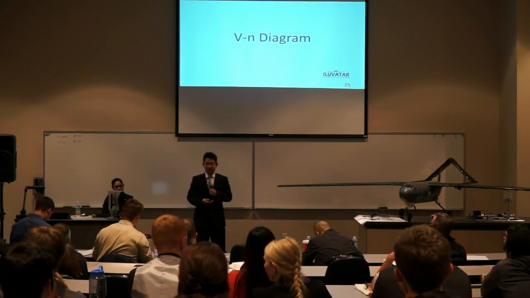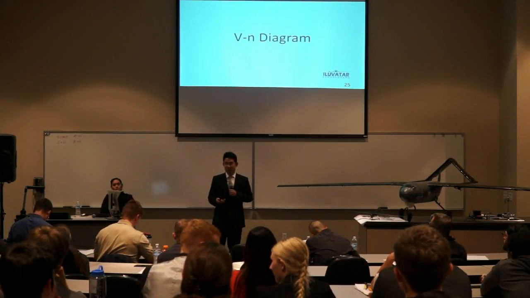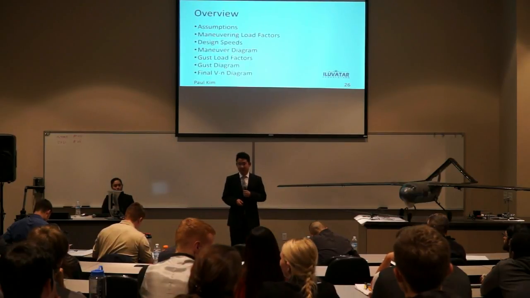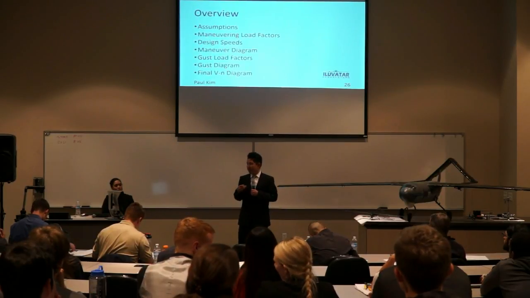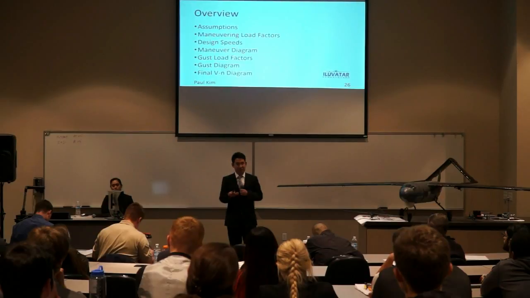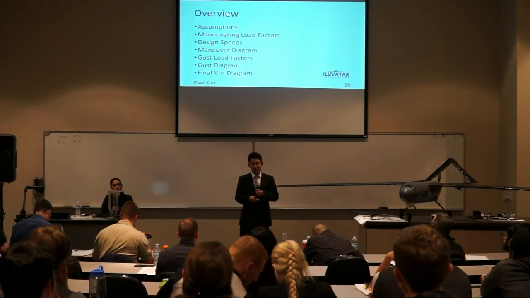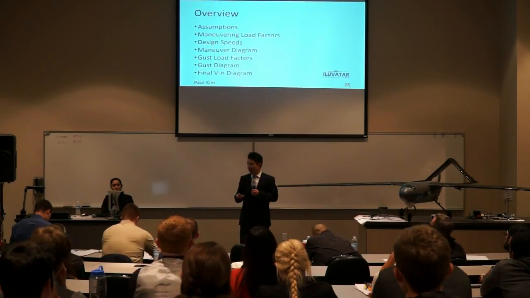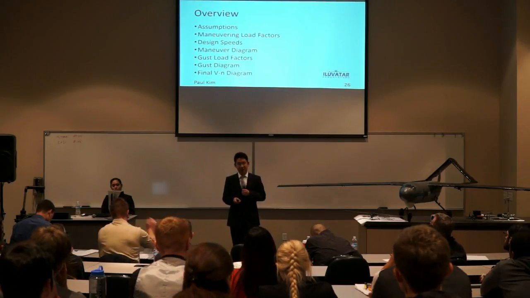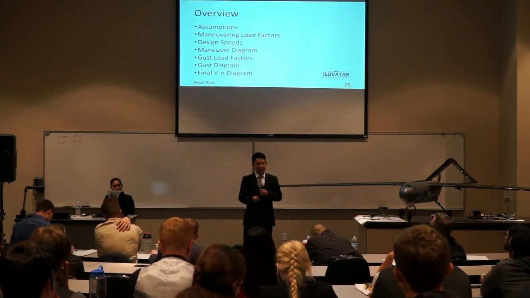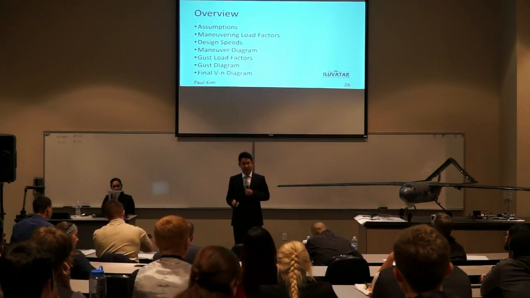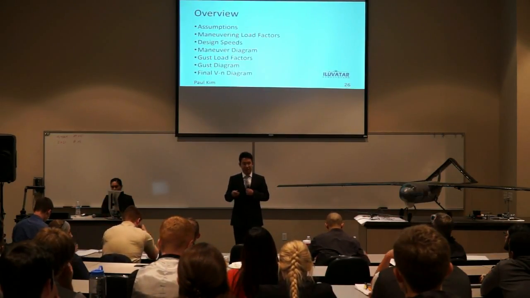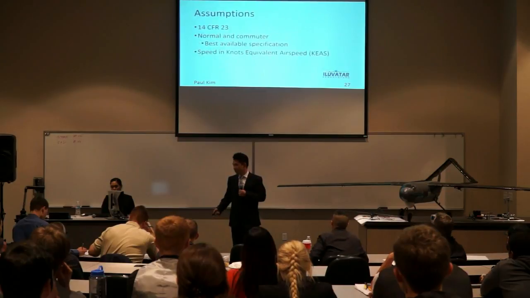So today I'll be talking about the V-n diagrams and how the critical load condition was found. I'll cover the assumptions on how the maneuver load factors and the design speeds were calculated and how these were implemented into creating the maneuver diagram. Next, the gust speeds were calculated to create the gust diagram, and it was adjusted for the gust speeds to create the final V-n diagram, and our critical load condition was based off the final V-n diagram.